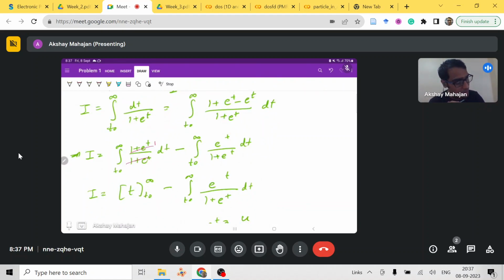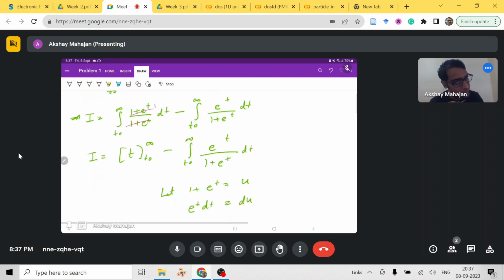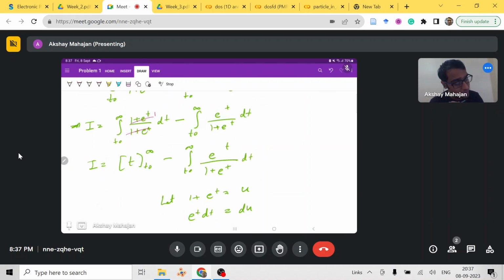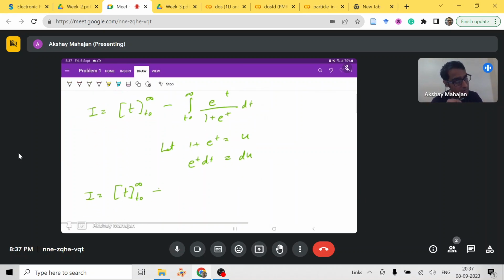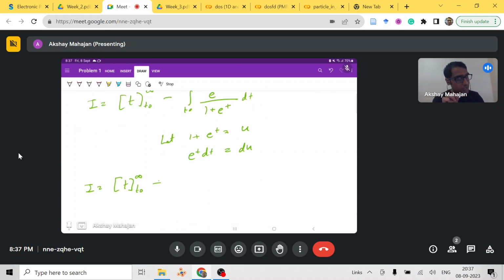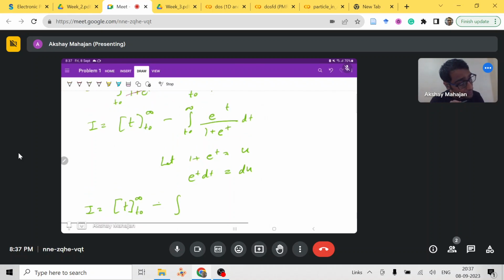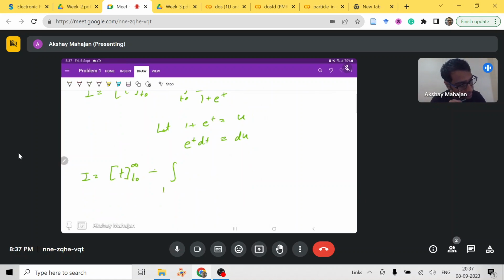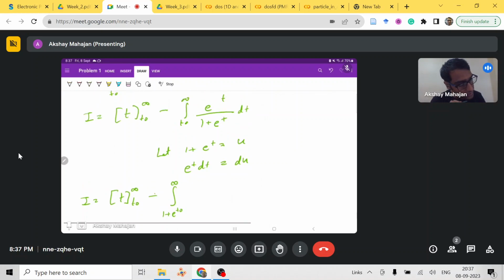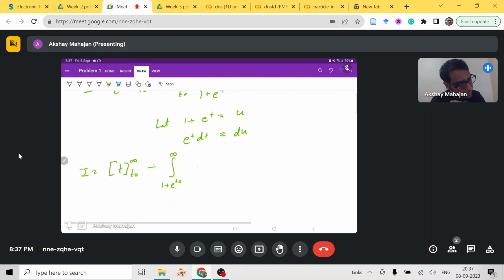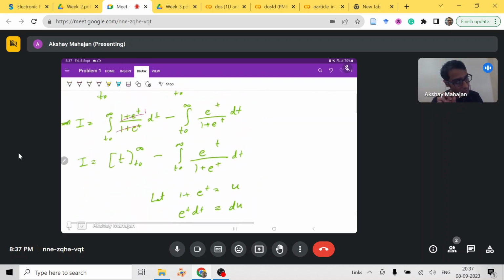So we have the integral from t naught to infinity of 1 plus e to the power t over 1 plus e to the power t dt, minus the integral from t naught to infinity of e to the power t over 1 plus e to the power t dt. To do this integral we take 1 plus e to the power t as u, so e to the power t dt equals du. For t naught, u equals 1 plus e to the power t naught to infinity, and e to the power t dt becomes du divided by 1 plus e to the power t, which is u. Now it is completely clear.